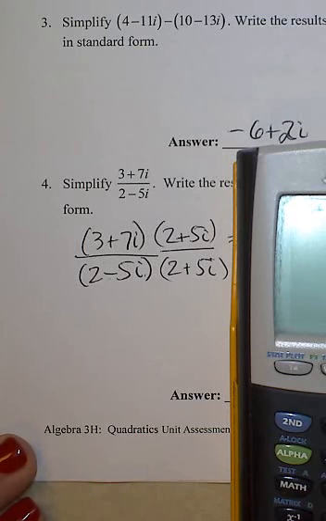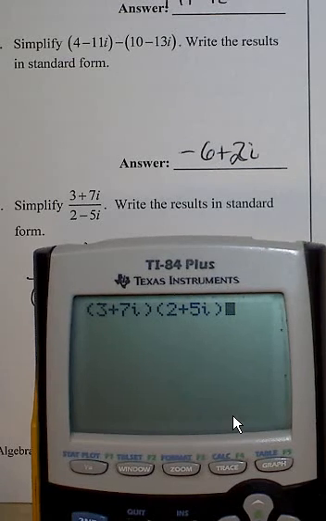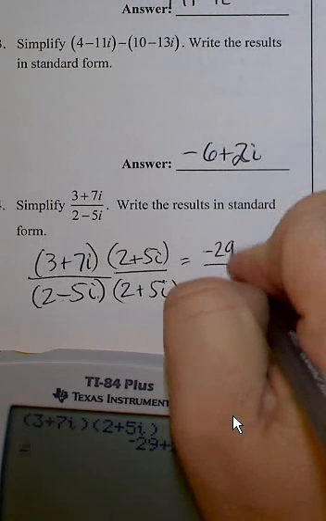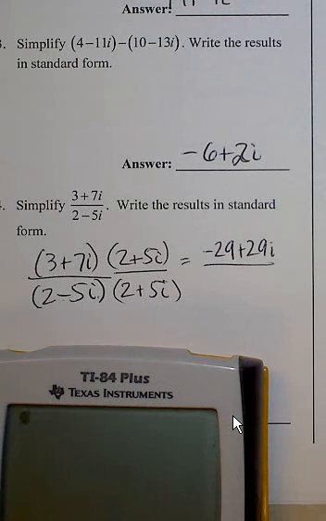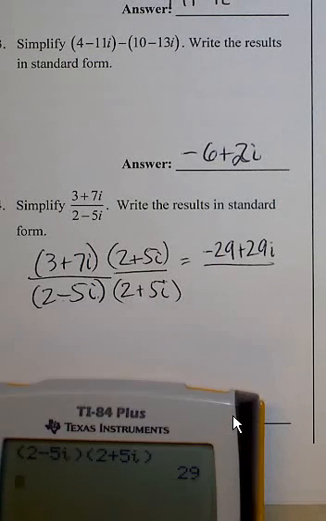So there's multiplying the numerator. The numerator results in a negative 29 plus 29i. And now I'm going to multiply the denominator, and get an answer of 29.